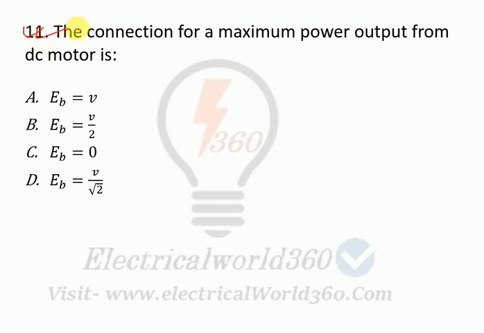This is question number 11. The condition for maximum power output from a DC motor is: Eb equal to V, Eb equal to V by 2, Eb equal to 0, or Eb equal to V by root 2. So option B is the right answer, Eb equal to V by 2. For a motor it is Eb equal to V by 2, and for a generator it is V equal to E by 2.